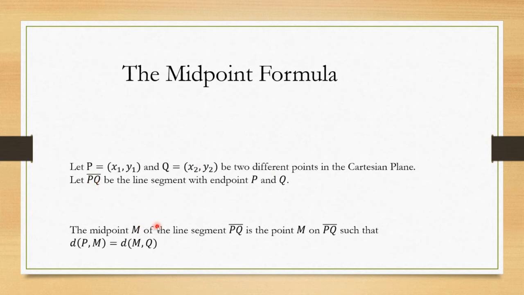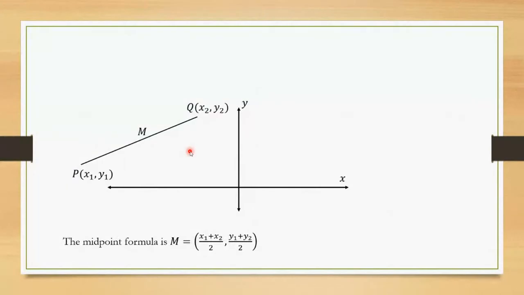The midpoint is the point on the line segment that satisfies this equation. The midpoint is a point on the line segment connecting P and Q, and its distance from P equals its distance from Q. Graphically, it would be on here, and the distance between M and P equals the distance from M to Q. Well, how do you find that point? It's actually not that bad because we have this formula.